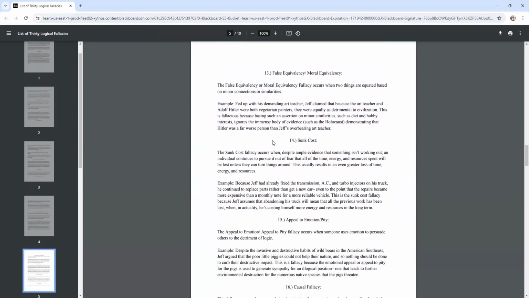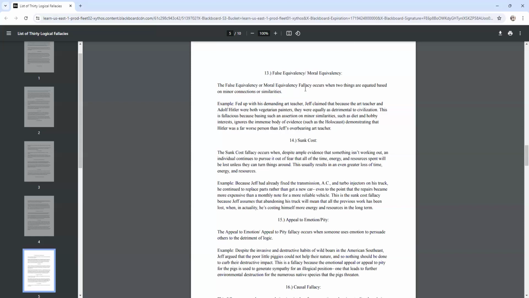Number 13, false equivalency or moral equivalency. So the false equivalency or moral equivalency fallacy occurs when two things are equated based on only minor connections or similarities. The example is, fed up with his demanding art teacher, Jeff claimed that because the art teacher and Adolf Hitler were both vegetarian painters, they were equally as detrimental to civilization.